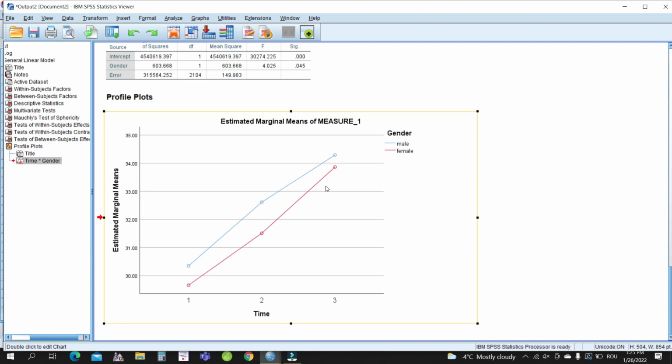So, these were the main procedures involved in performing a mixed factorial ANOVA with SPSS.